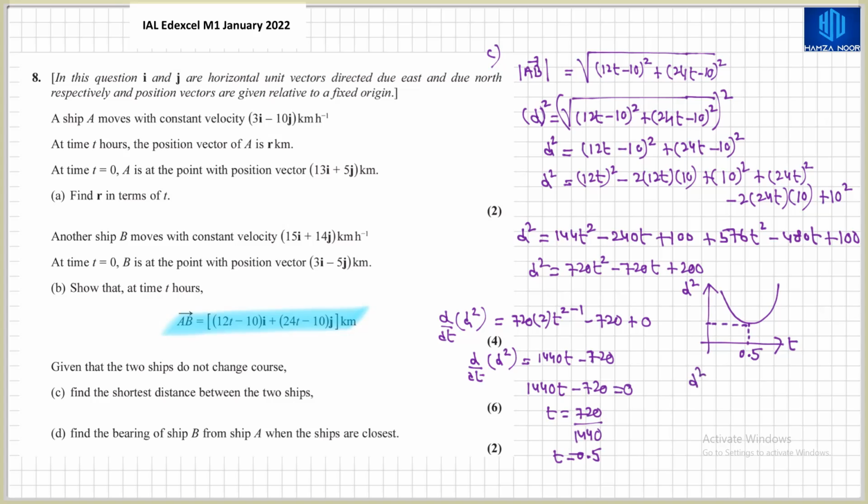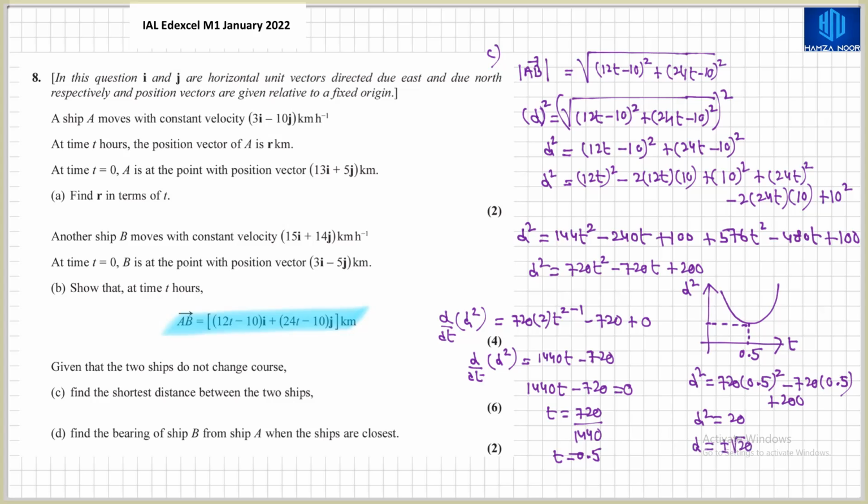So d square will be equal to 720 times 0.5 square minus 720 times 0.5 plus 200. So 720 times 0.5 square minus 720 times 0.5 and then plus 200. So d square is basically 20. So the least value of d square is 20. So therefore, as we want to find the least value of the distance, d will be equal to plus or minus under root of 20.